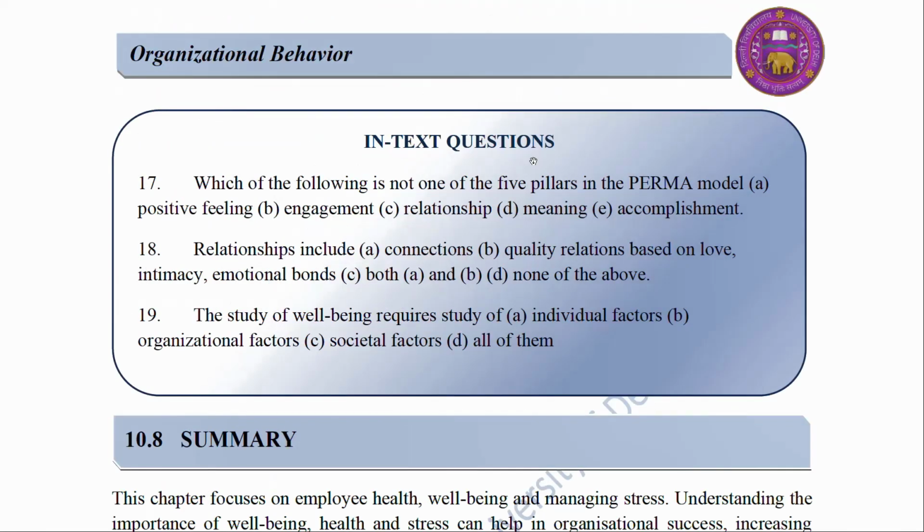In-text questions. 17th, which of the following is not one of the 5 pillars in the PERMA model? A. Positive feeling. B. Engagement. C. Relationship. D. Meaning. Or E. Accomplishment. 18th, relationships include A. Connections. B. Quality relations based on love, intimacy, emotional bonds. C. Both A and B. D. None of the above.